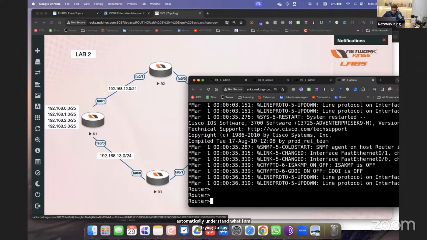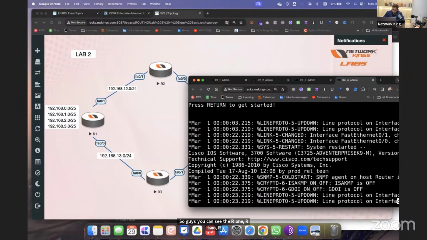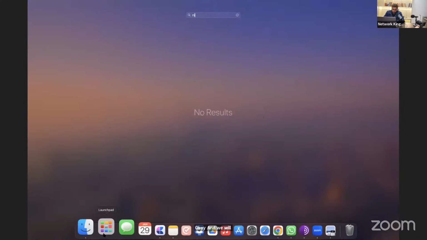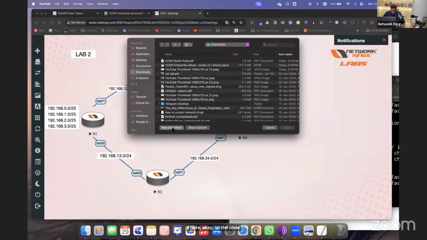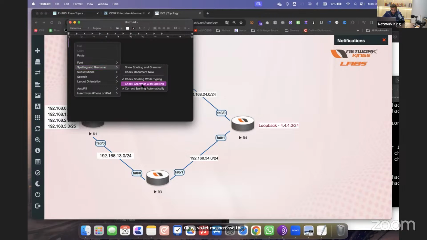Okay, so guys, you can see the R1, R2, R3, R4, all four routers are here. And we are going to write the configuration in a notepad. The notepad is a text editor. Let me increase the size. Let me turn off the grammar.